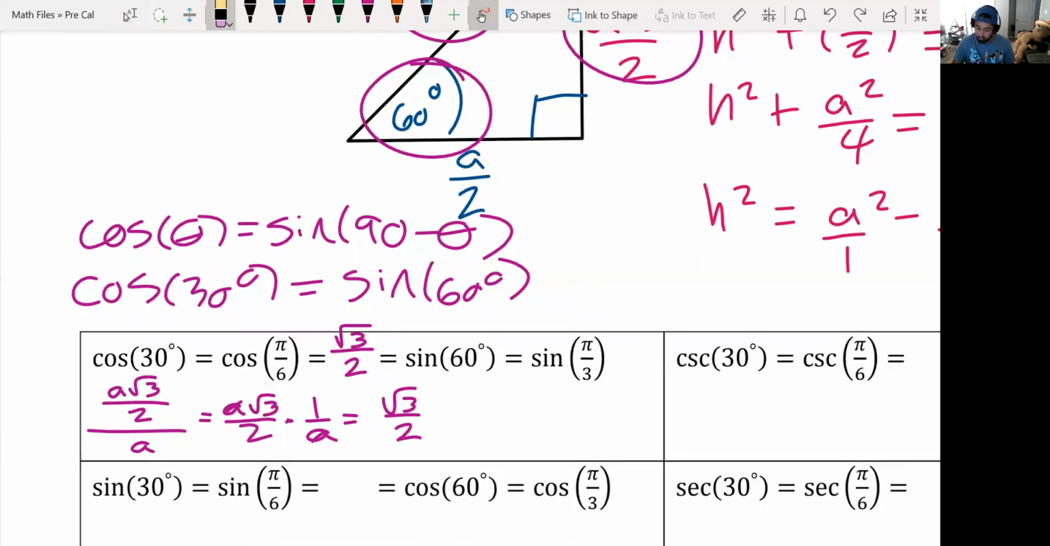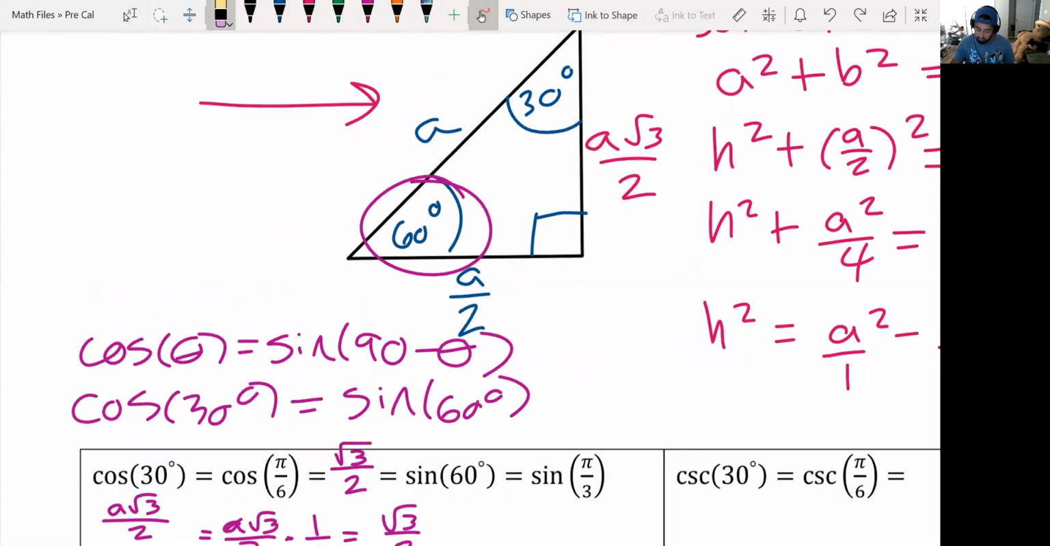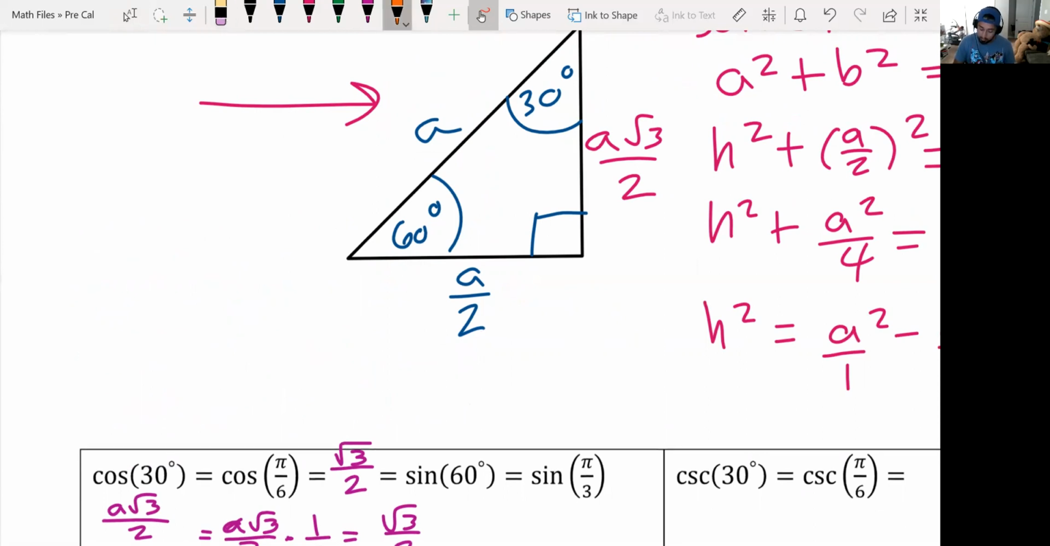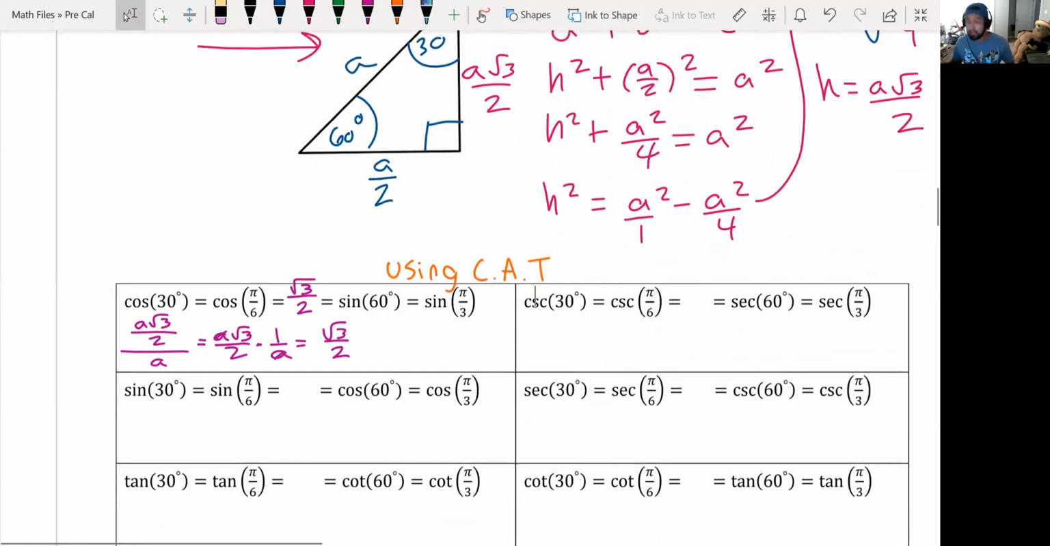Undo, undo, and erase all of this. I'll put a disclaimer up here. Using complementary angle theorem. Okay. All right, which means let's find the other 5 trig functions.